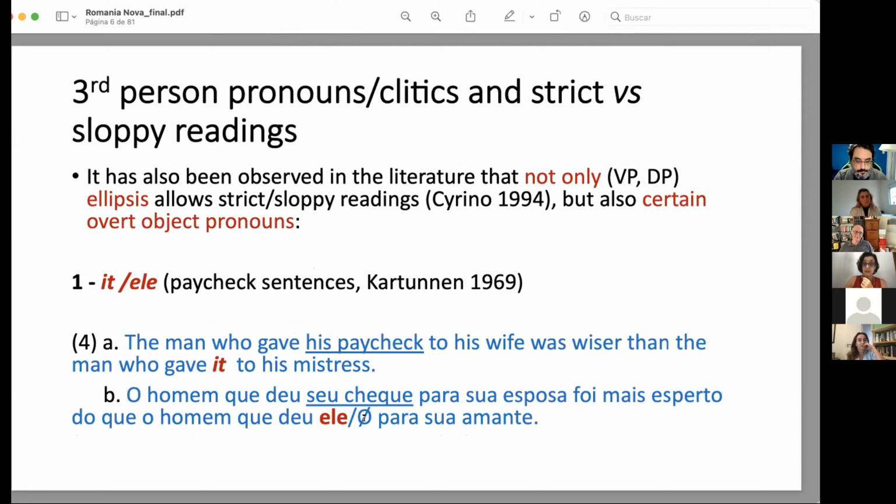Now, it has also been observed, as we have just seen with Paco and Samara, that not only VP or DP ellipses allow strict and sloppy readings, but also certain overt object pronouns. For example, ele, or it in English, like in paycheck sentences. This is the classic example: the man who gave his paycheck to his wife was wiser than the man who gave it to his mistress. This paycheck could be either the mistress's or the wife's.